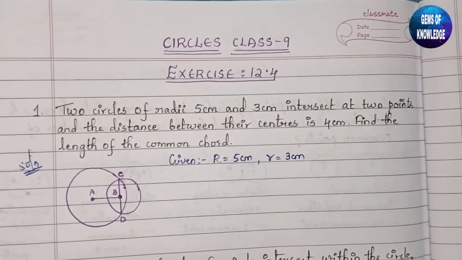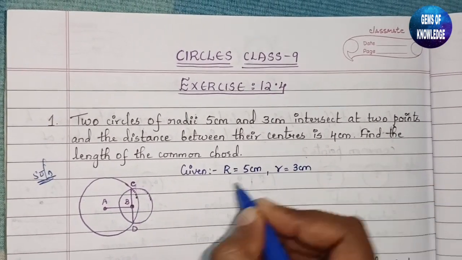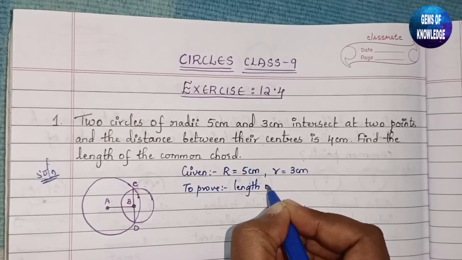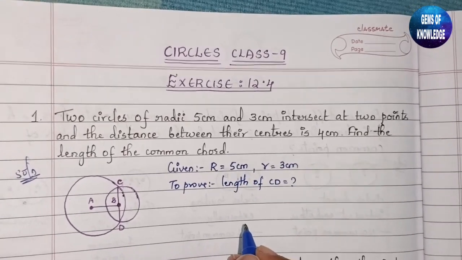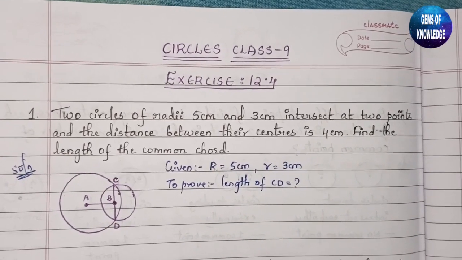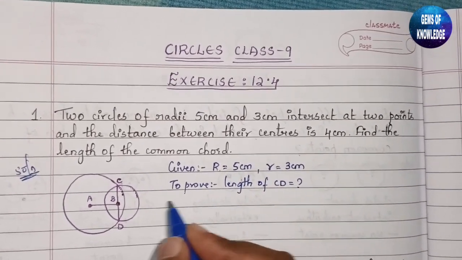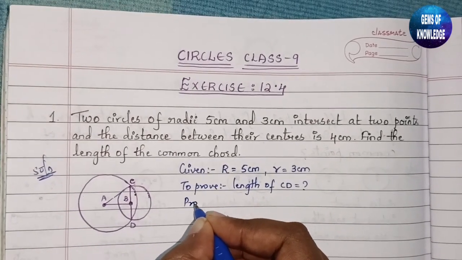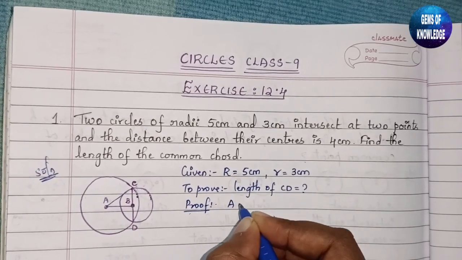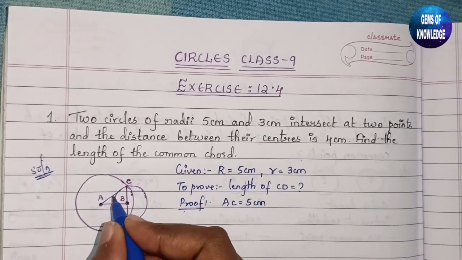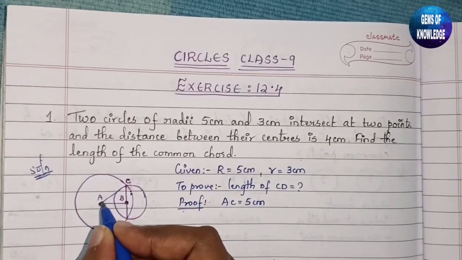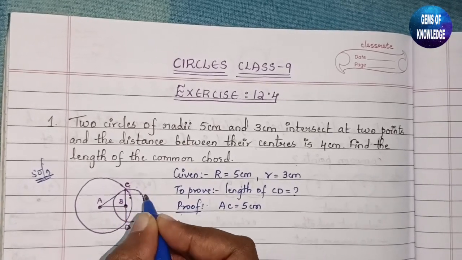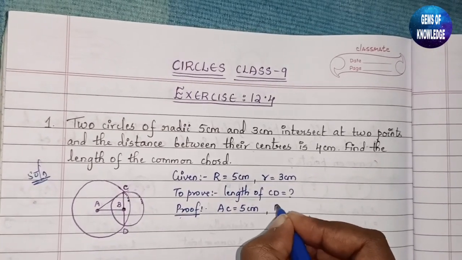Next, what is the length of the common chord? We need to find out the length of the common chord. To prove: length of CD. We need to show what is the length of CD. Next, we can write AC as 5 centimeter as this is the radius. So proof: we know that AC is equal to 5 centimeter. This is the radius of the greater circle. And we also know that this is the center point of this circle. So BC is equal to 3 centimeter.